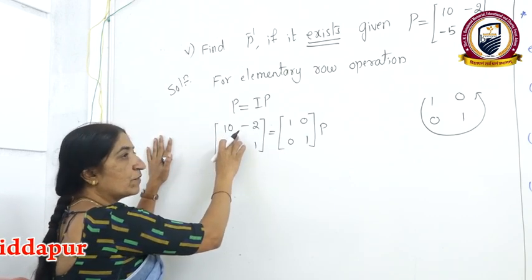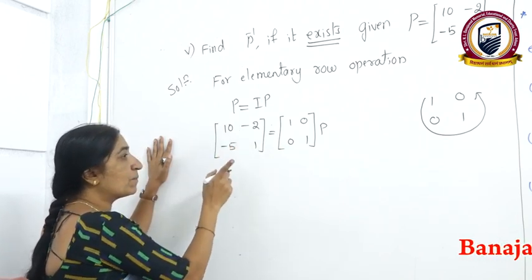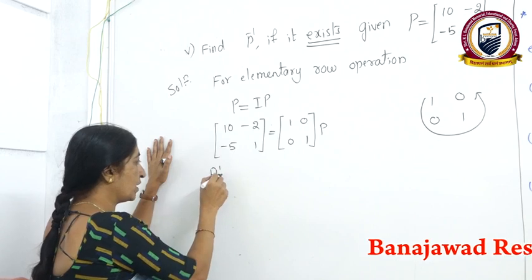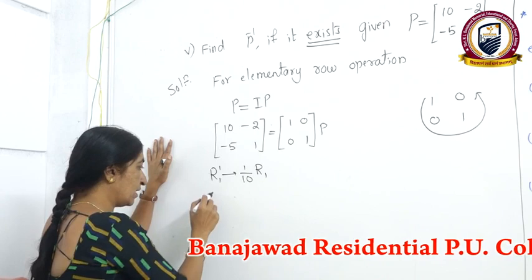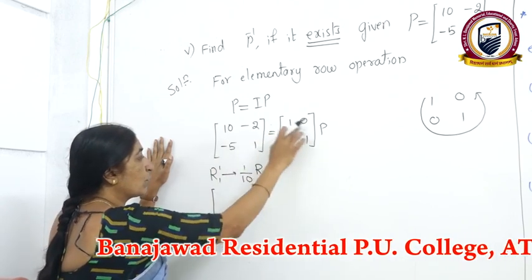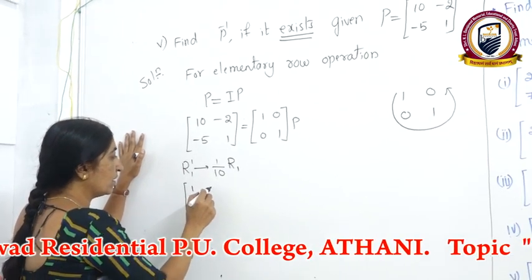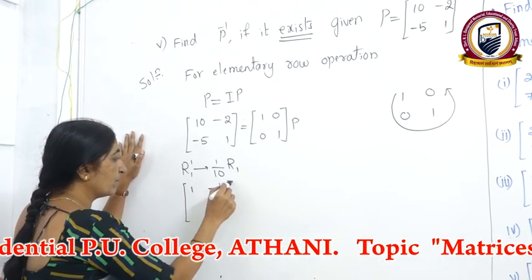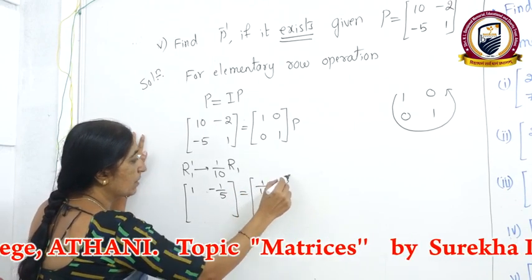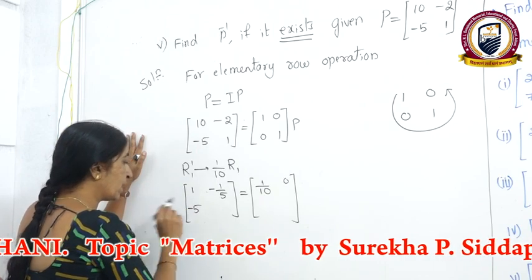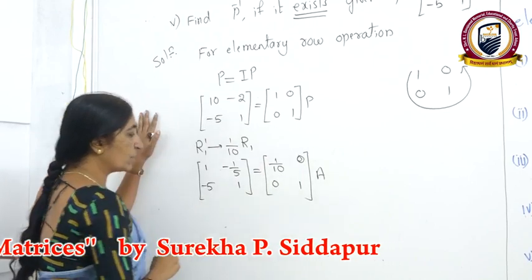So in place of 10 we have to make it 1. So how do you make it 1? We are multiplying by its reciprocal. R1 dash is 1 by 10 into R1. The reciprocal of 10 is 1 by 10. Each element of the first row is multiplied by 1 by 10. It is 1. This is minus 1 by 5. And here this is 1 by 10 and this will be 0. Second row we are not doing any change, so write as it is. This completes the first operation.